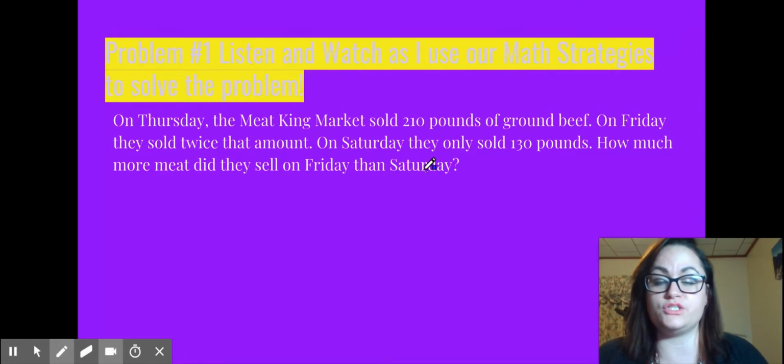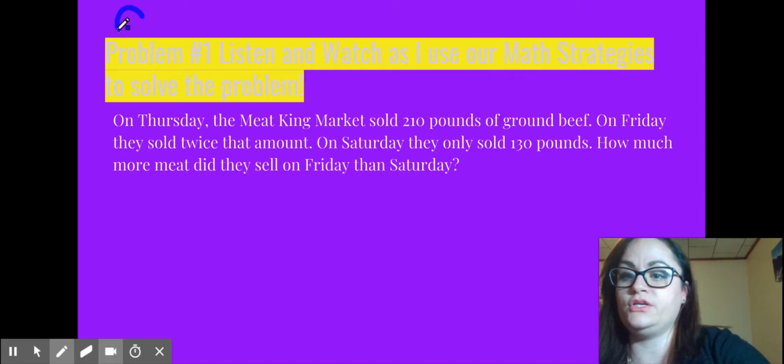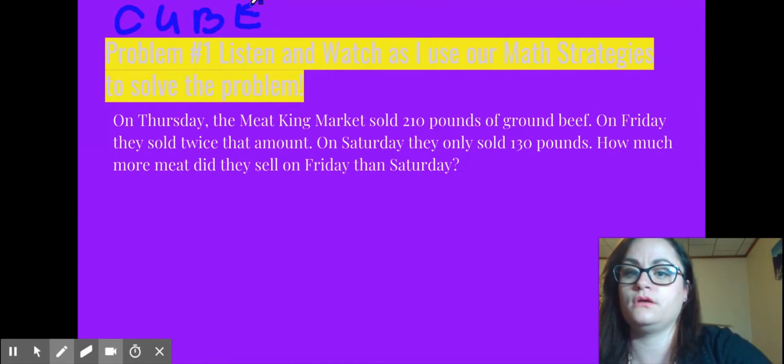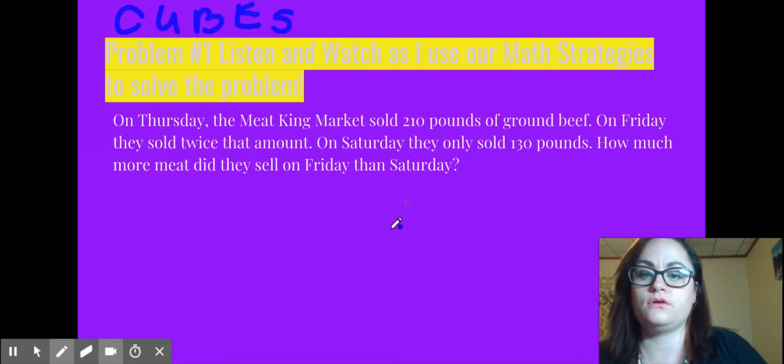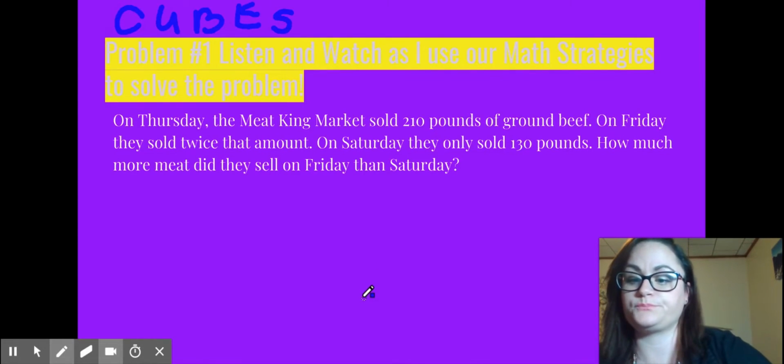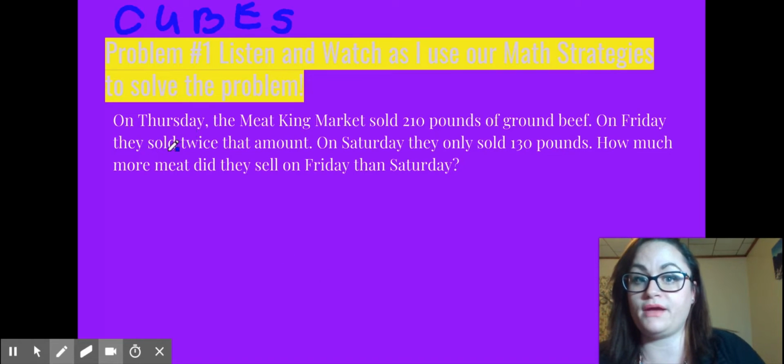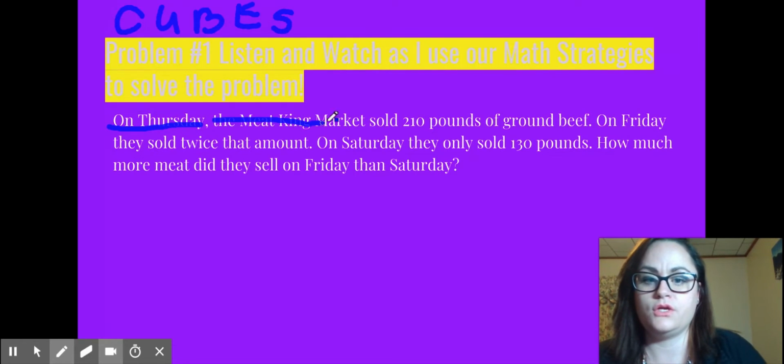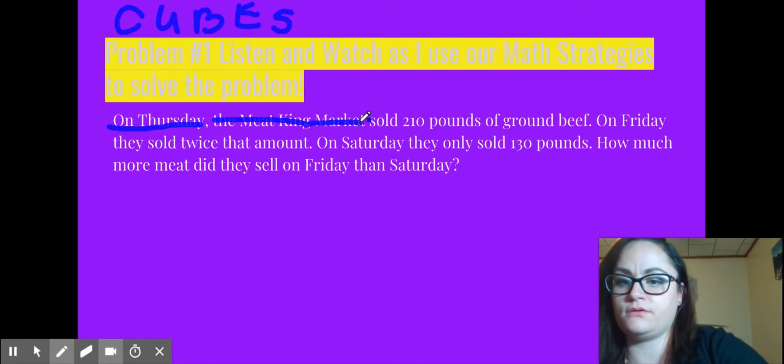Now that I've read the question once, I'm going to go back and use my math strategy CUBES to help pull out that important information for my recording technician. So now I'm going to go back through and read it a second time. On Thursday, the Meat King Market sold 210 pounds.